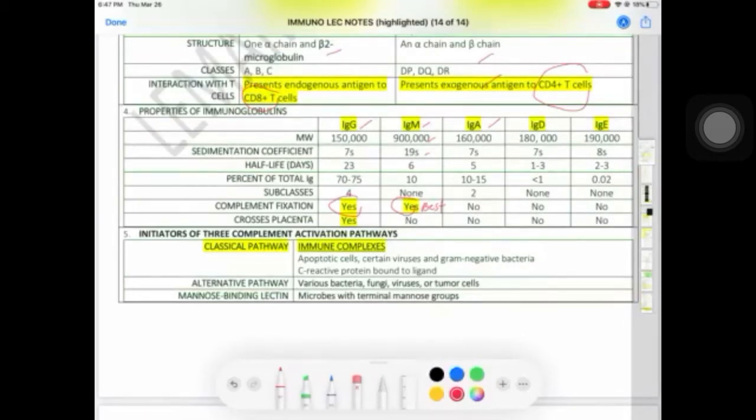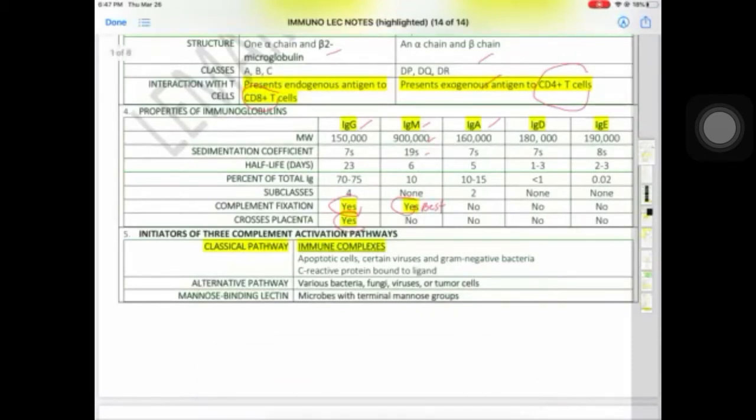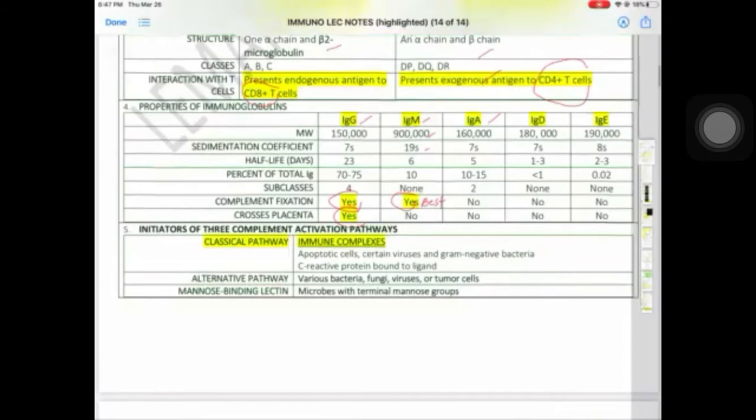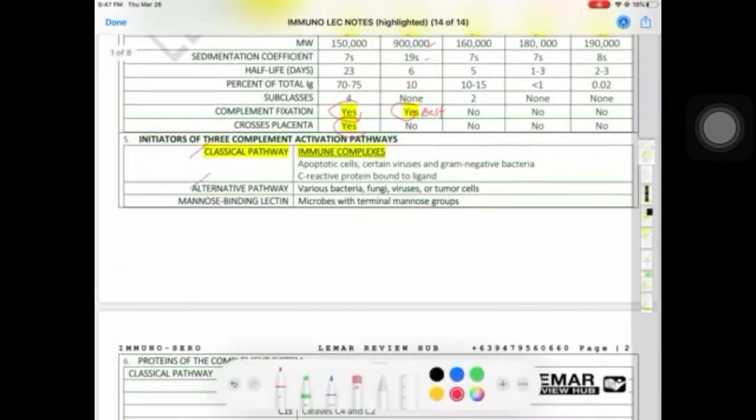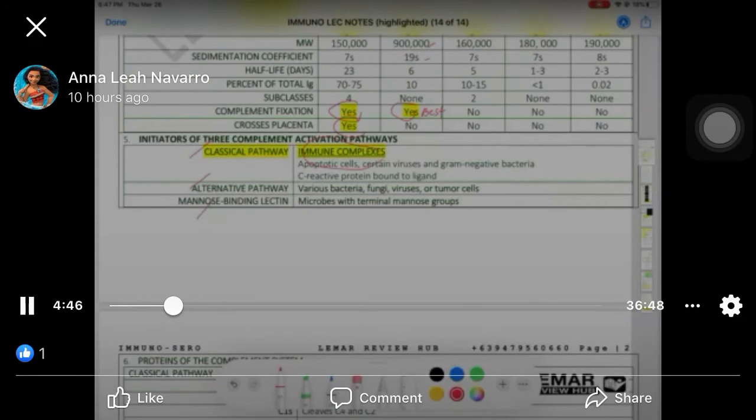And the only immunoglobulin that can cross the placenta, providing immunity to the newborn, is IgG. There are 3 pathways of complement activation: the classical, the alternative, and the lectin pathway. Of these 3 pathway, isa lang pong antibody-dependent, classical. The classical pathway is activated by antigen-antibody complex.